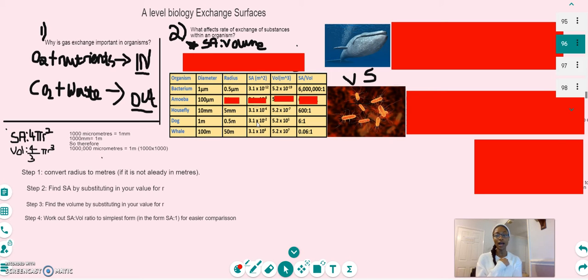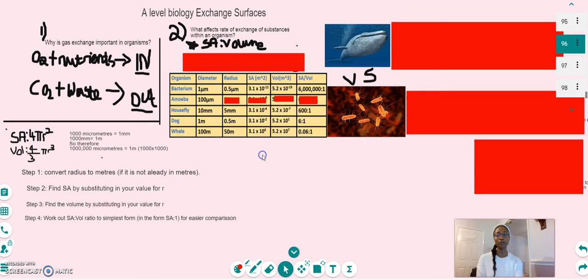So we like to use spheres, and because of this we need to be able to work out the surface area and the volume of a sphere. You might remember this from GCSE maths. Just in case you don't, I've put it here on the side: surface area is 4 pi r squared and volume is 4/3 pi r cubed.